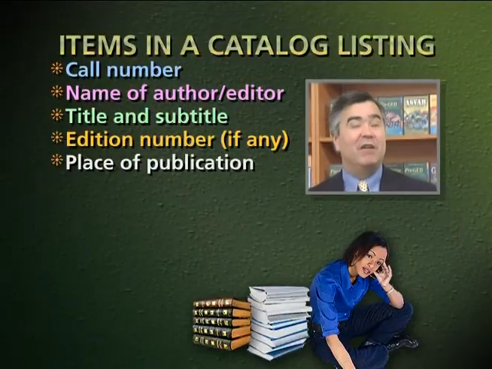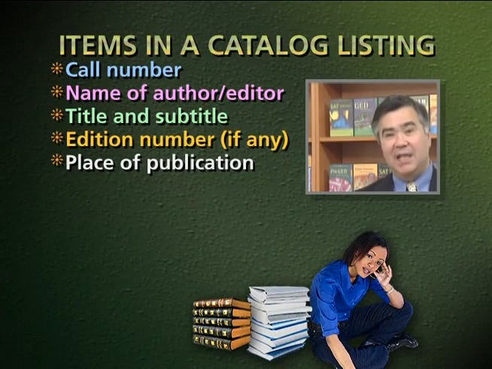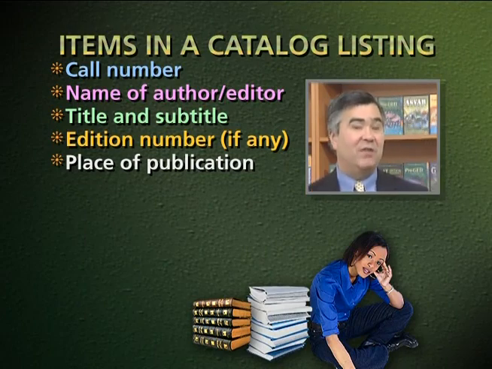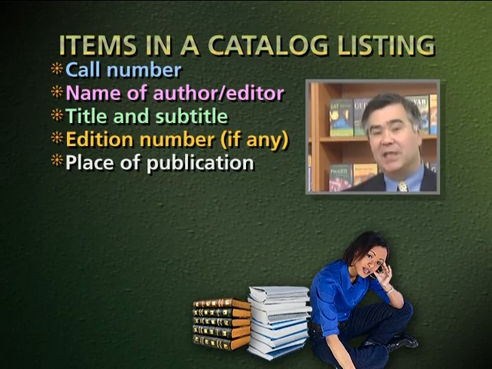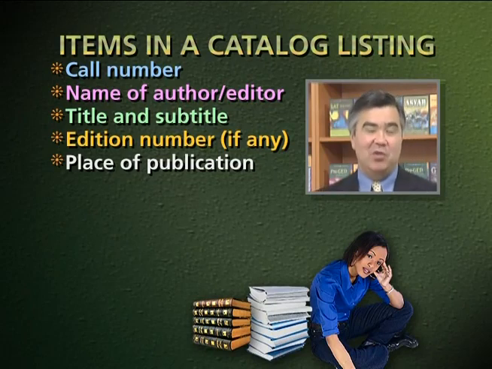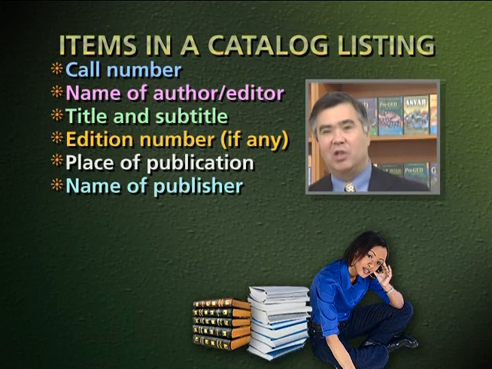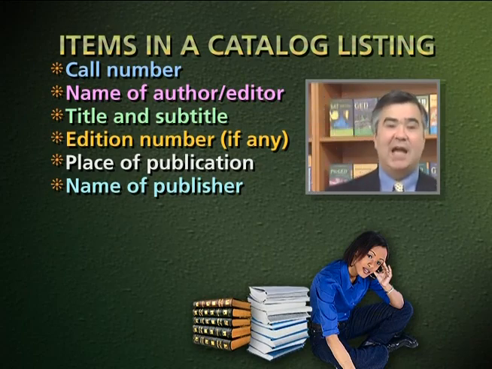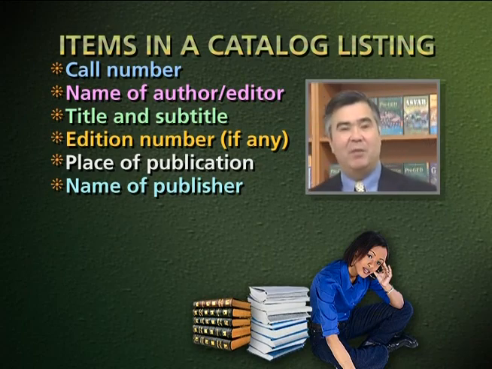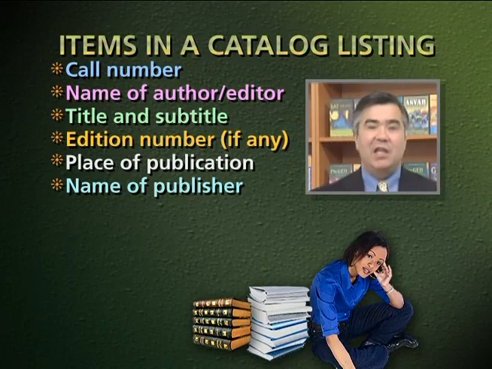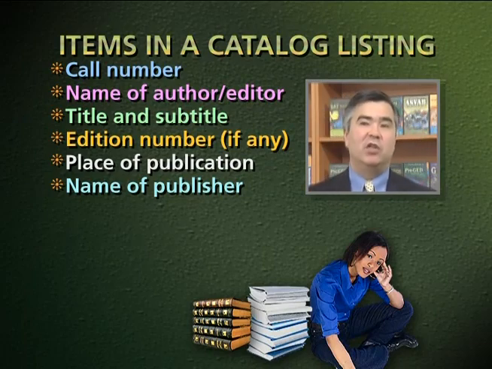Next, the place of publication. In the catalog listing, you will almost always find the city where a particular book was published. Write this down. You need this for your bibliographic information as well. The name of the publisher is also given. Write this down. You'll need it for your bibliographic information. And again, the name of the publisher may be relevant to deciding which reference materials to use.